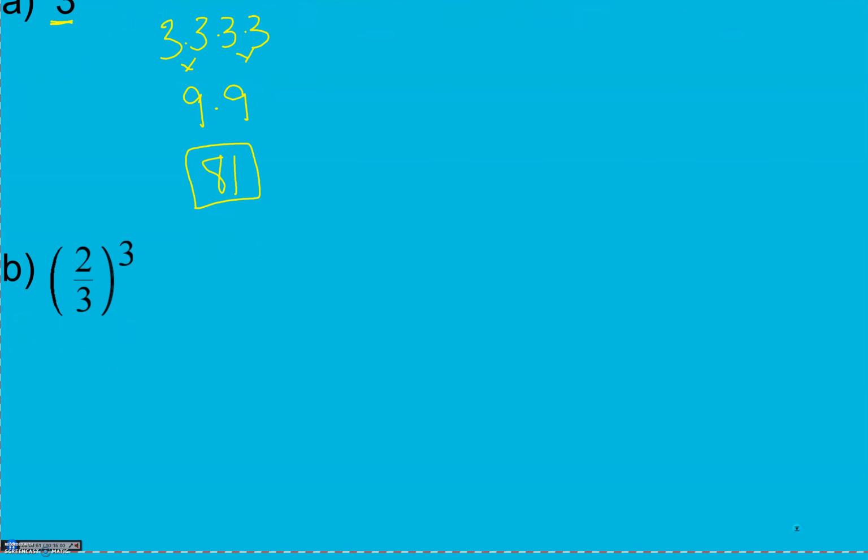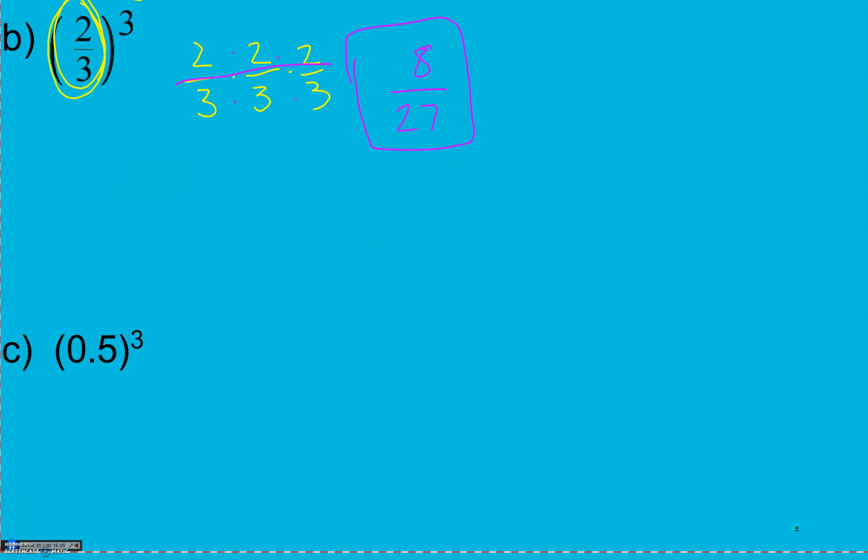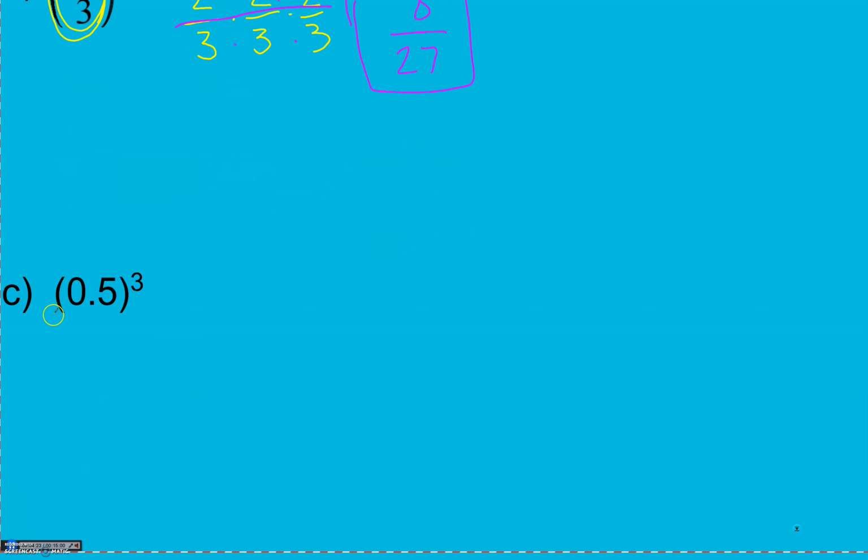Same idea here in B. We take our base times itself, exponent number of times. Here my base though is that entire 2/3. I take it times itself, exponent number of times. And my exponent is 3. When we multiply fractions, we multiply straight across. So it's like we make one big fraction, multiply our numerators together, multiply our denominators together. 2 times 2 times 2 is 8. 3 times 3 times 3 is 27. And in C, we take our base, 0.5, times itself, exponent number of times.